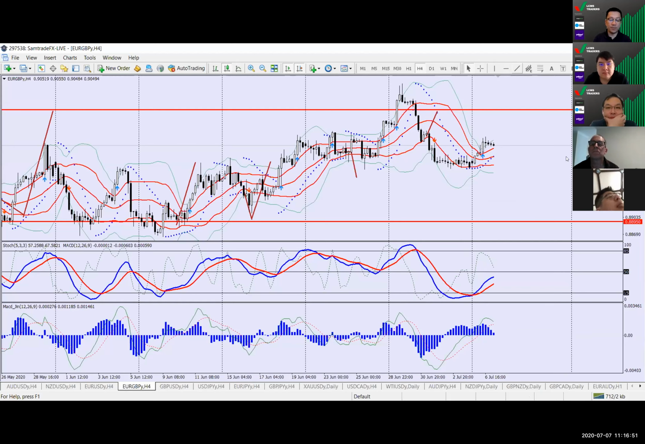What's likely to happen at this point, in my view, is that because we think the euro US dollar is likely to come down, we could see the euro pound sit at this level, because as euro US dollar comes down, euro pound is supposed to come down as well. But if we look at the pound US dollar, if it comes down, it could counteract the overall move of euro pound, so it's going to sit across.